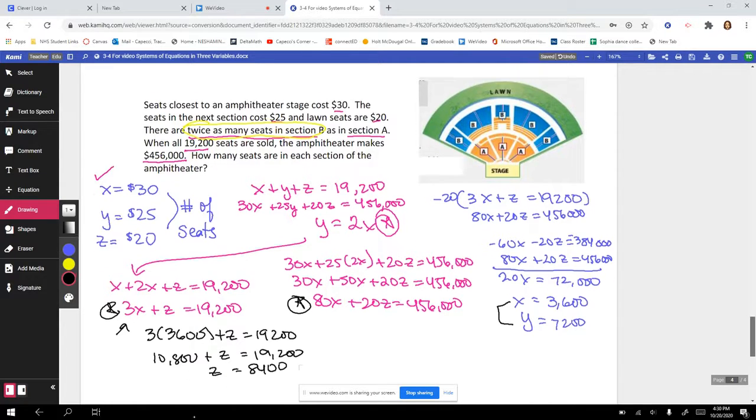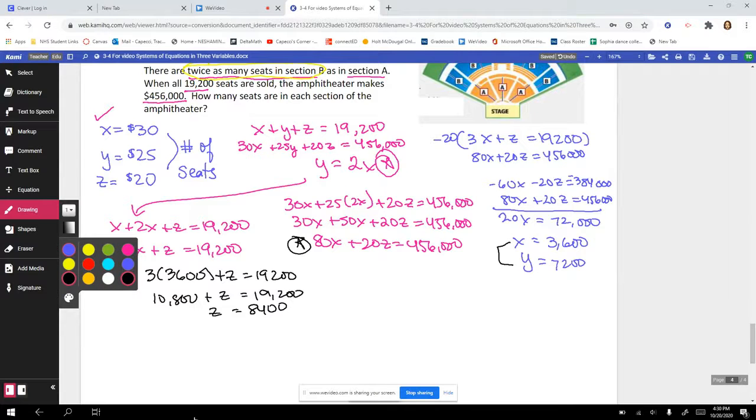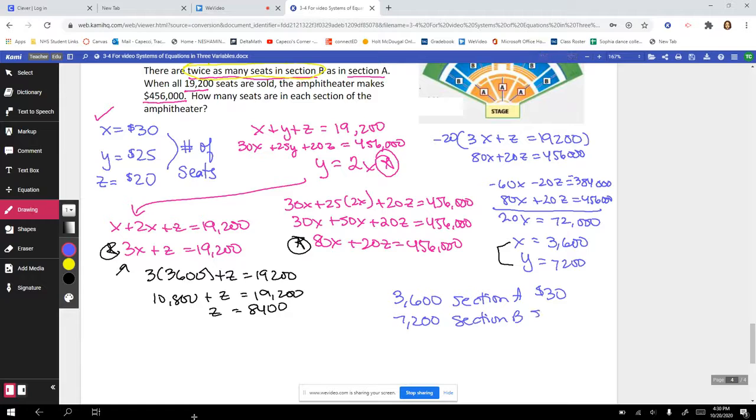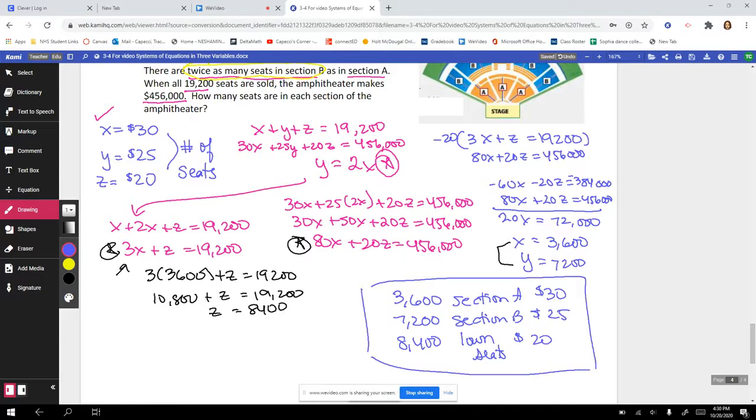So in the end, we know that x is 3,600. They were section A seats, the $30 seats. And then my y is 7,200, and that's section B, and they are my $25 seats. And then I have 8,400. They are my lawn seats, and they are $20. So that is my final answer. Now I could check everything here, substitute it back in using the dollar amount and the quantity, which we saw in the beginning, to make sure we are okay.